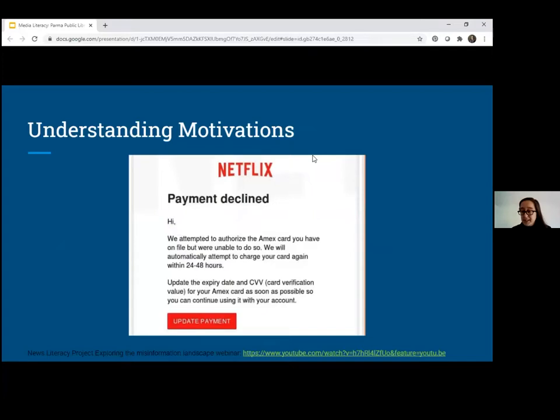This is a scammer who's created this to try to get your credit card information. Now you look at this quickly, using a very quick glance, and you're like, oh gosh, I don't want my Netflix to stop. Let me just type it in and send it really quick. So this is an example of someone using the self-interest motivation.